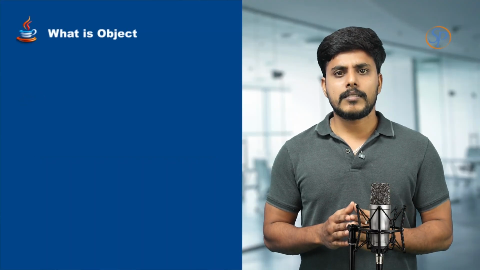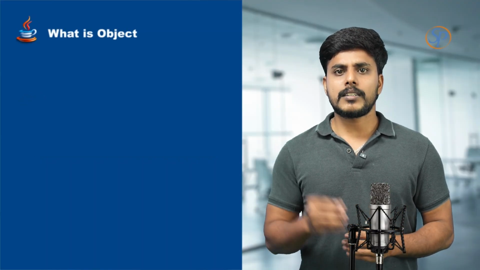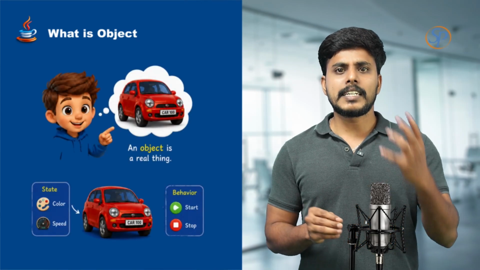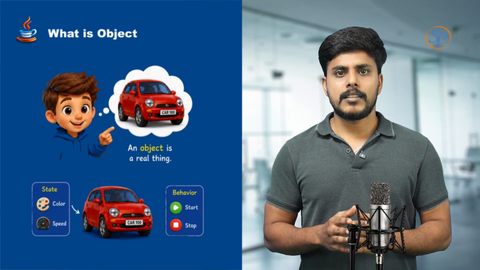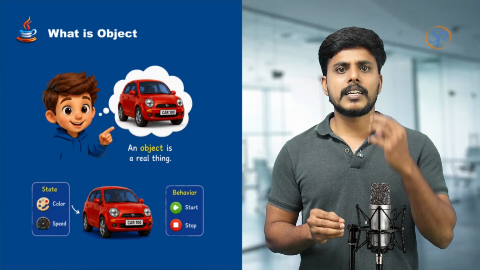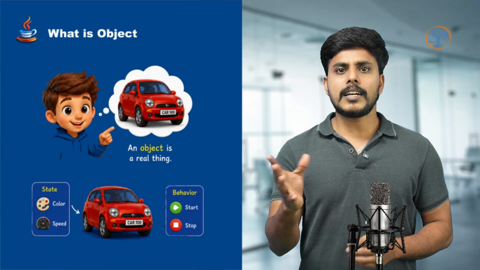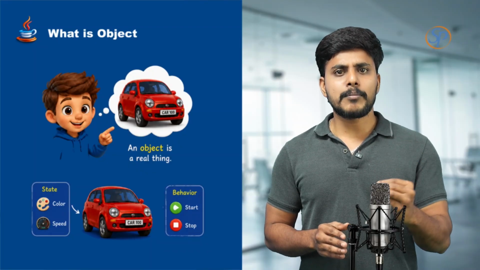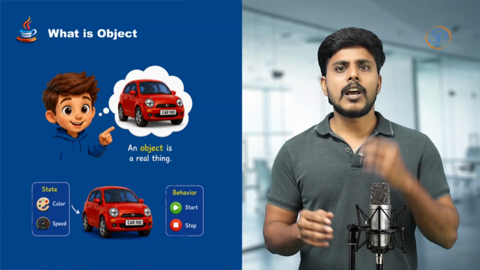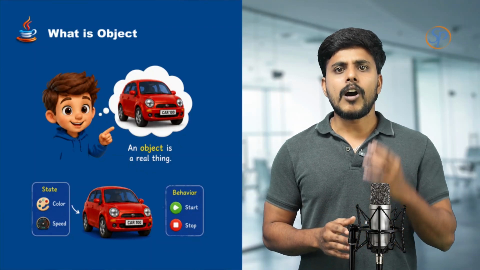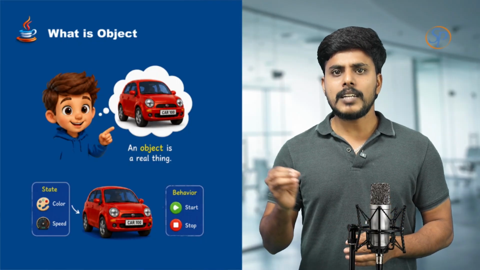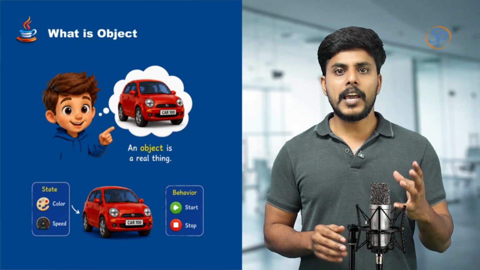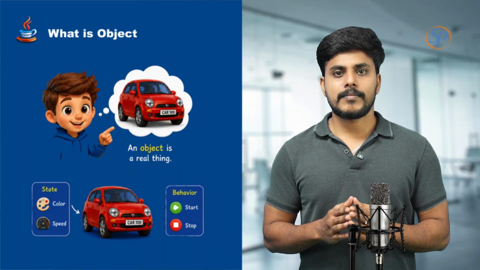What is object? Now let's understand object. This is very simple. Object is a real instance of a class. Simple meaning, object is a real thing created using a class. In simple words, object is something you can actually see or use. Also remember this, an object has two things: state, what it has; behavior, what it does.